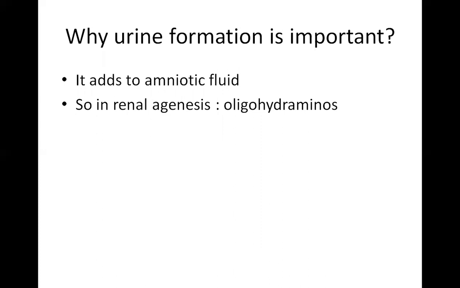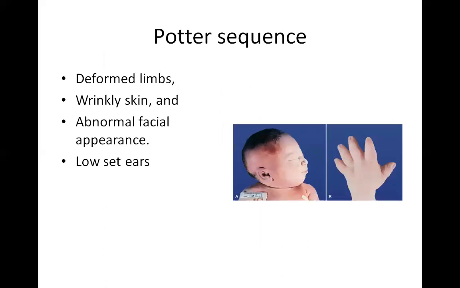So if there is a renal agenesis, when there is a lack of formation of the ureteric bud, it will fail to induce the metanephric blastema. In that condition, the renal agenesis will be there, the kidney will not be formed, and this is usually associated with the condition known as oligohydramnios, that is, less amniotic fluid.